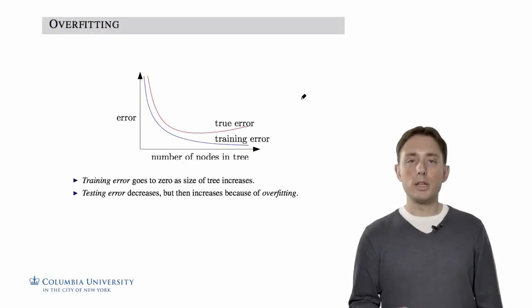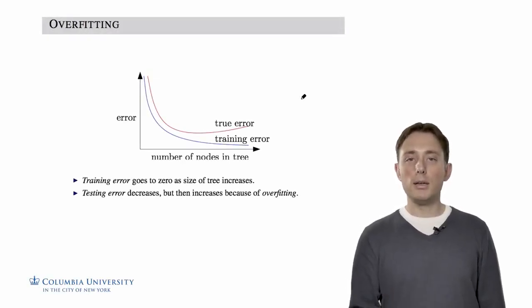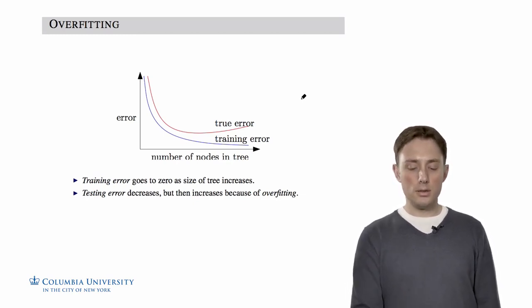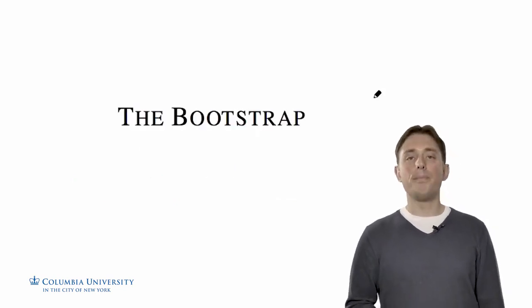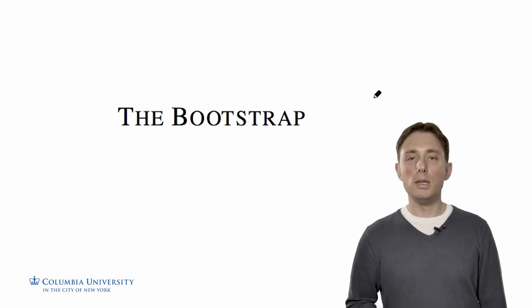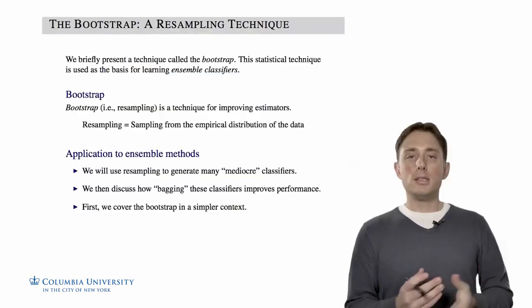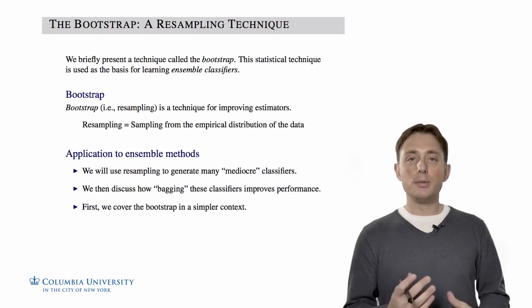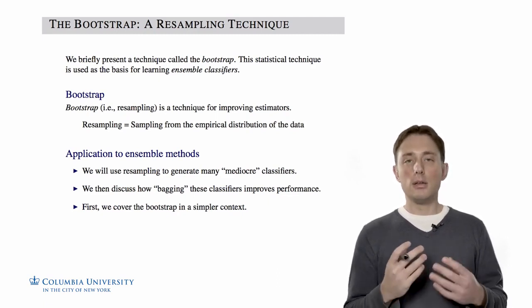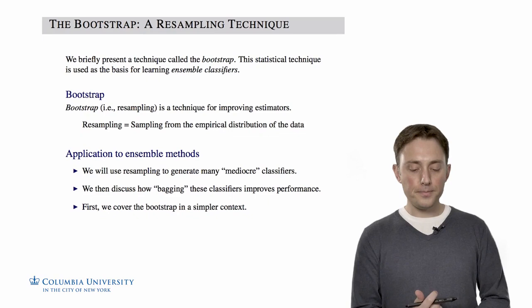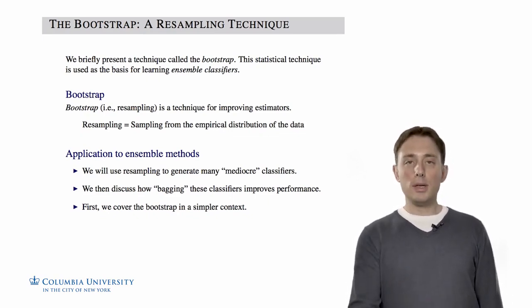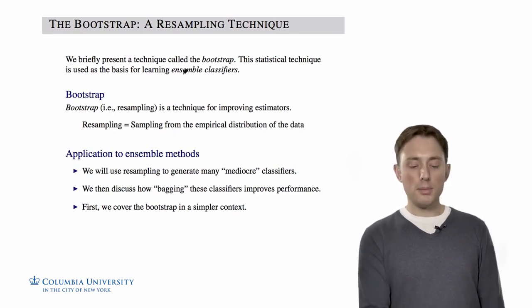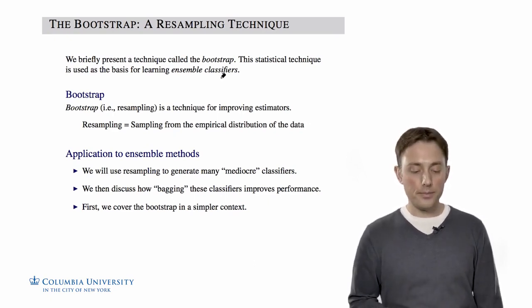The next part of the lecture, I want to discuss first a general technique that's used for much more than just trees, decision trees, and then this technique, which is called the Bootstrap, I'm going to apply to the decision tree problem. First, let's discuss the Bootstrap in the abstract. So this is a very important statistical technique. It's very general. And we're going to see how it can be used to learn something called ensemble classifiers.